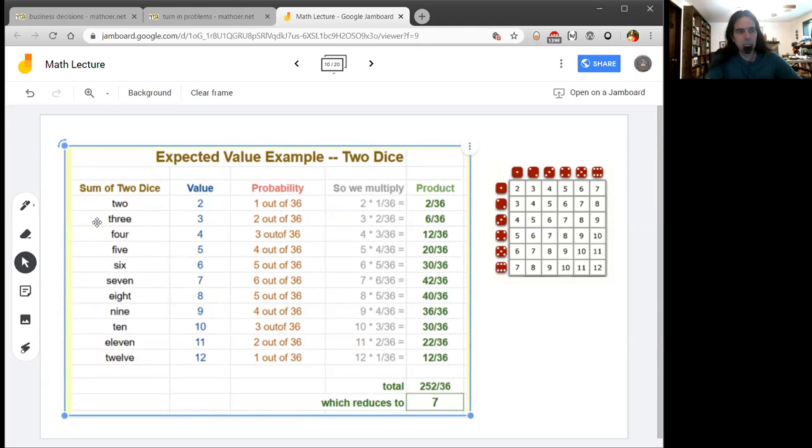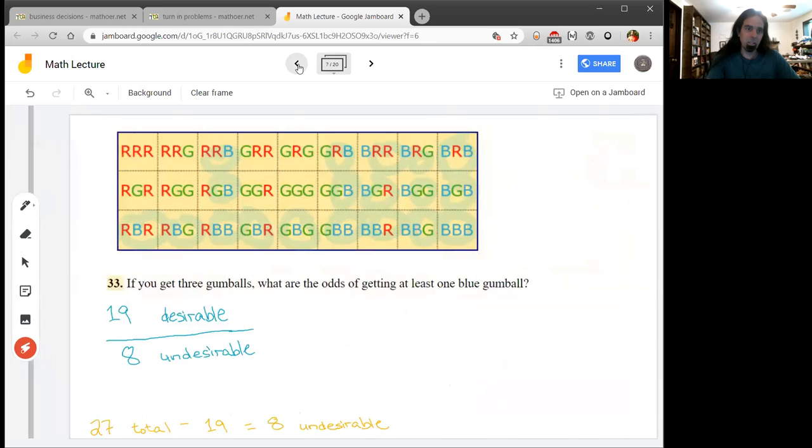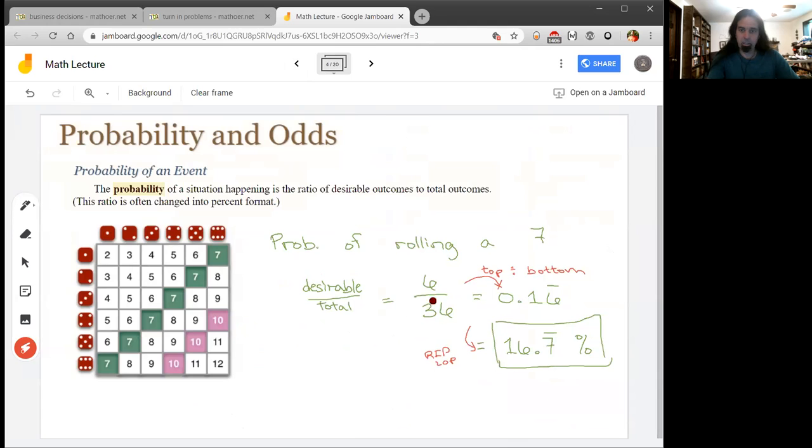Then for each possible outcome, we need to know the probability. So how do you get a 2? Well, there's only one way out of 36. How do we get a 3? There were 2 ways out of 36, and so on. So this is a whole bunch of problems, just like we did at the beginning of the class.